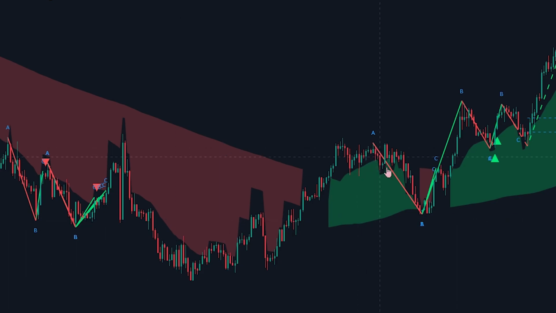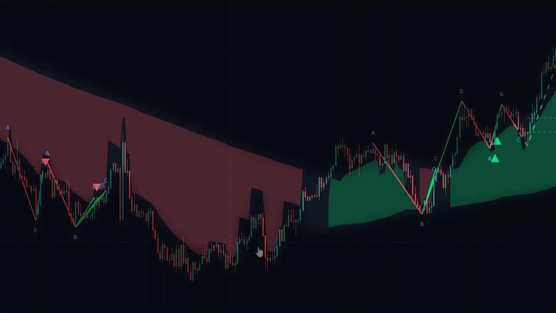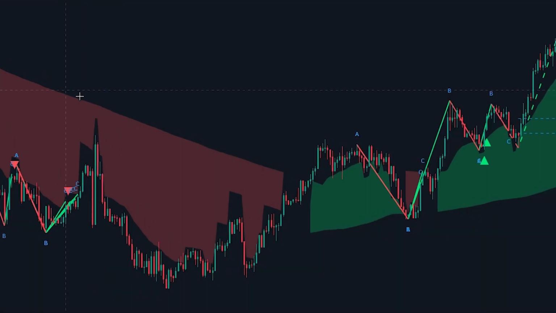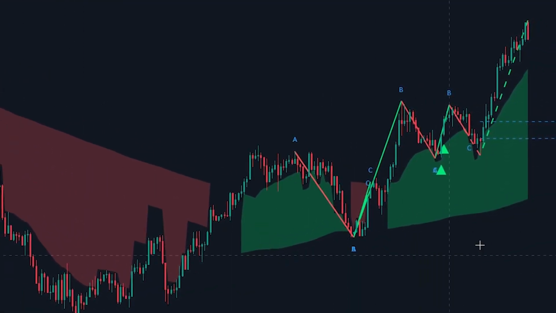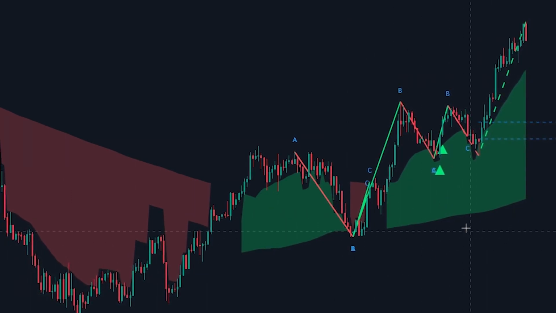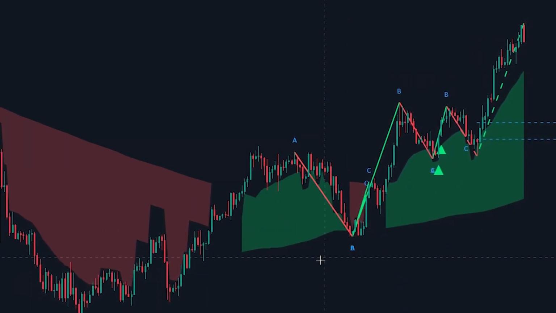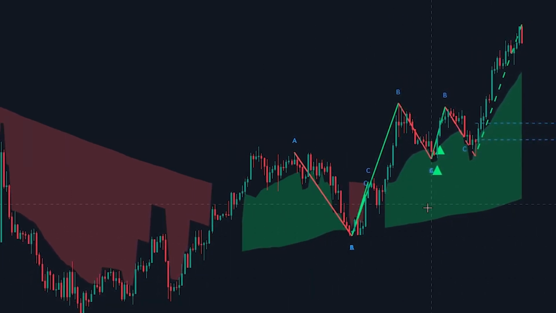The first component is the trend cloud. This component shows us the current trend. It visually represents a range of prices and acts as a support or resistance level. When the cloud appears below the price action and green, it acts as a support zone, indicating that the market is in an uptrend, suggesting that buying pressure may drive the price higher.